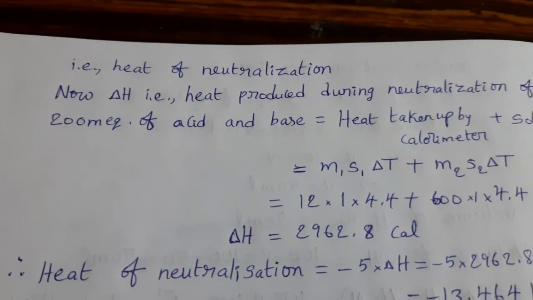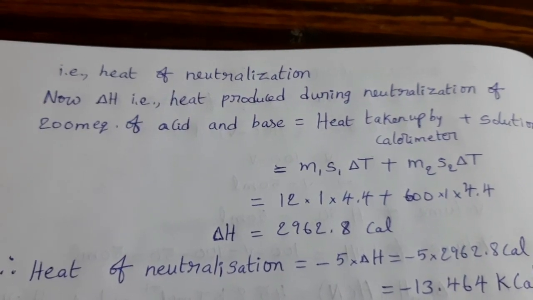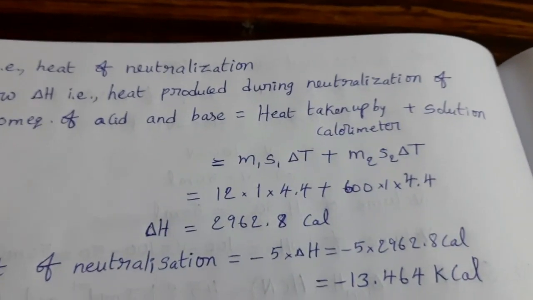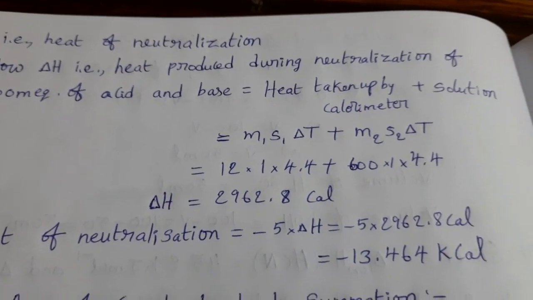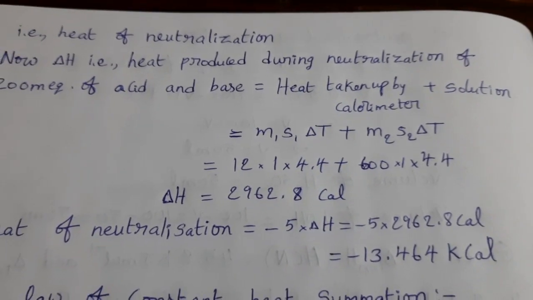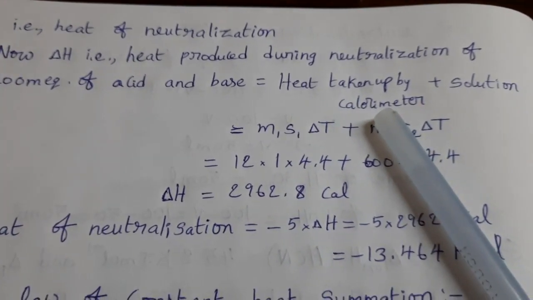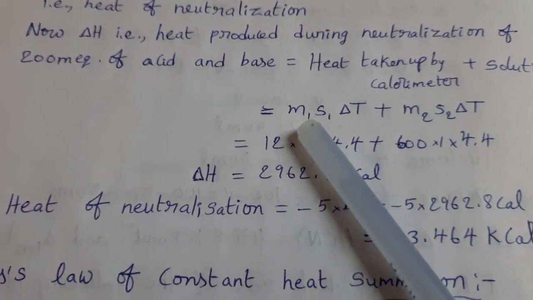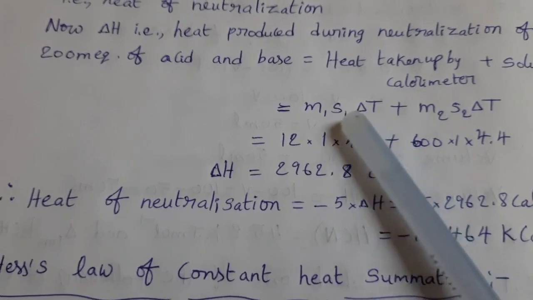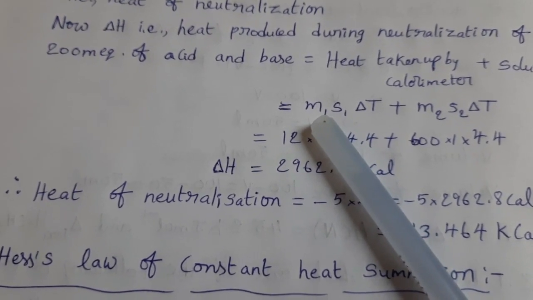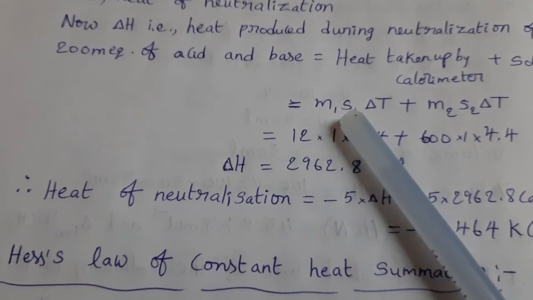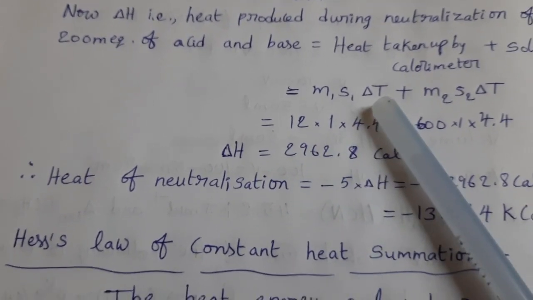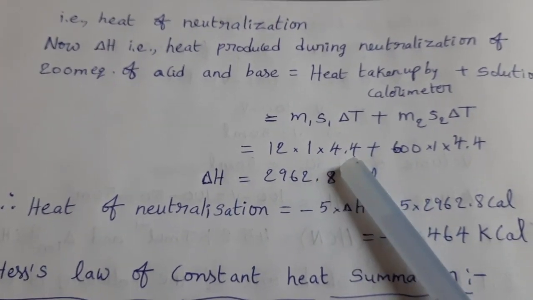Now delta H, heat produced during neutralization of 200 milli equivalents of acid and base, equal to heat taken up by calorimeter plus solution. So during the reaction, heat energy is released, that is absorbed by the calorimeter. To calculate that heat energy, formula is M1S1 into delta T. M means water equivalent of the calorimeter, 12 grams. S means specific heat, 1 calorie per ml degree. Delta T, temperature rise 4.4.